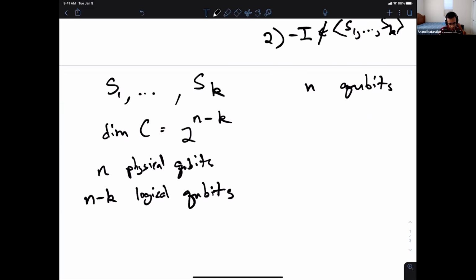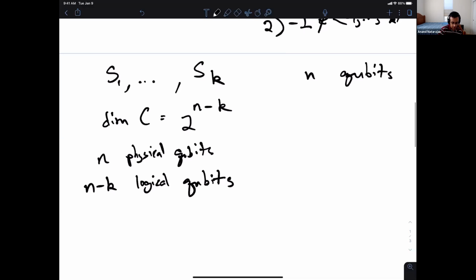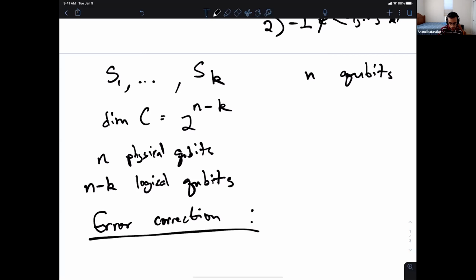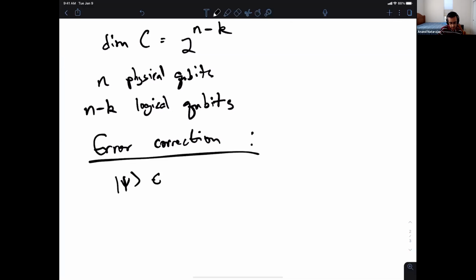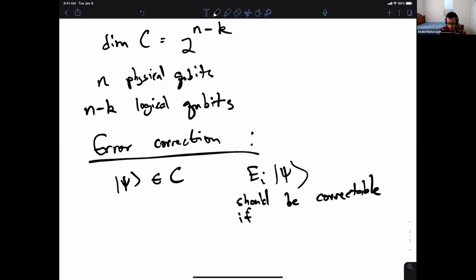Okay, then how does this correct for errors? Well, for this to be an error correcting code, if I start with a state psi that's in the code space C, and then I apply some error EI to psi, I should be able to detect it if that error is small enough, if it only acts on a small enough number of qubits. So it should be correctable if EI acts on few qubits.